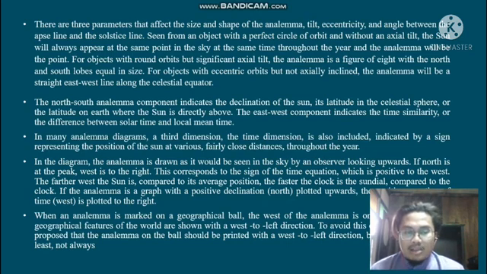When an analemma is marked on a geographical globe, the west of the analemma is on the right, while the geographical features of the world are shown with west to the left. To avoid this confusion, it has been proposed that the analemma on the globe should be printed with west to the left, but this is not done, at least not always.